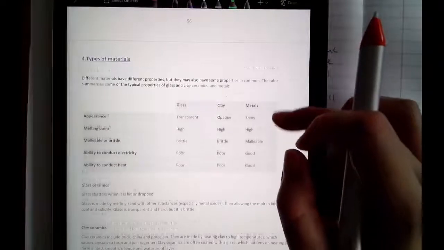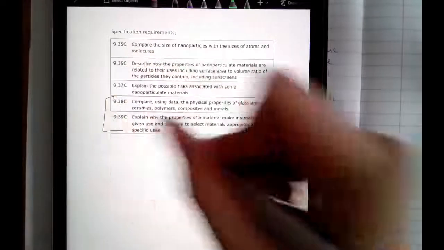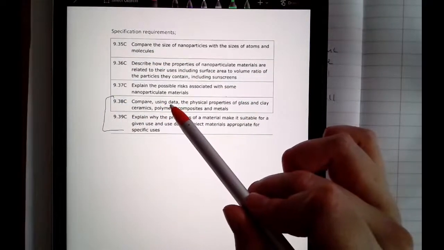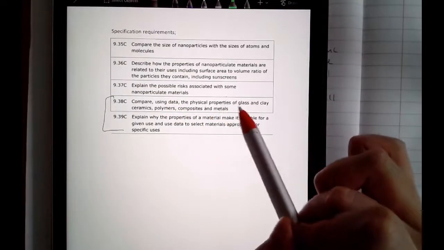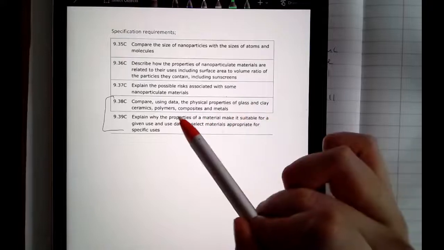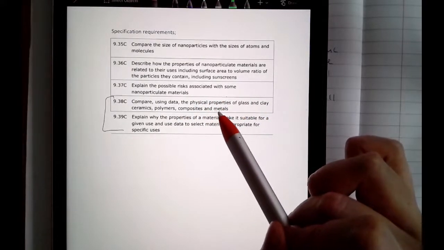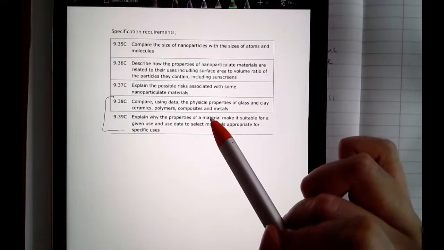The rest of this topic, again, is types of materials. And before you look at all this information and think, do I have to learn all of that off by heart? The answer would be no. If you look here at the specification, it says compare using data. So you're going to be given data. When we look at the exam questions, you'll see that. You'll be given data about the physical properties of glass and clay and ceramics and polymers and all this kind of stuff. And then using that data, you'll need to be able to answer some questions. But you don't need to learn all this information off by heart.